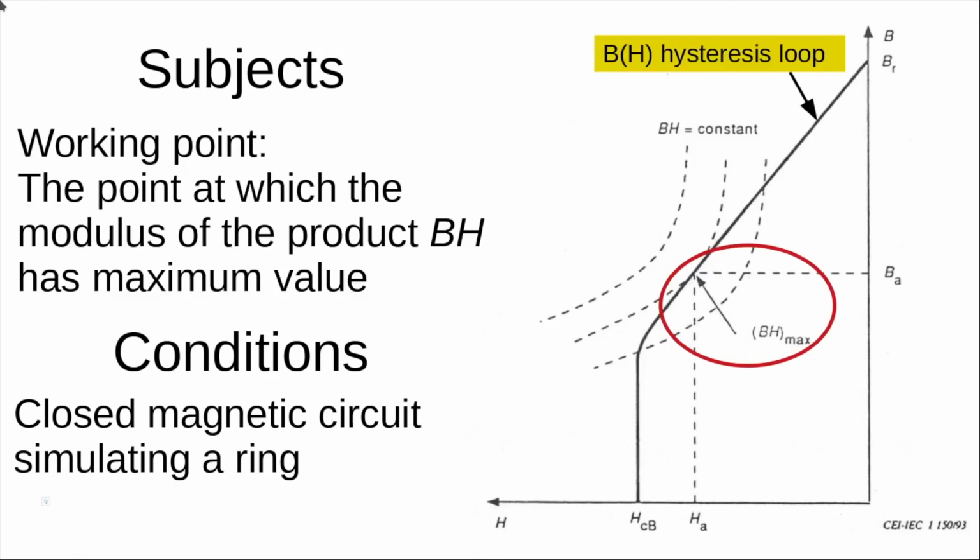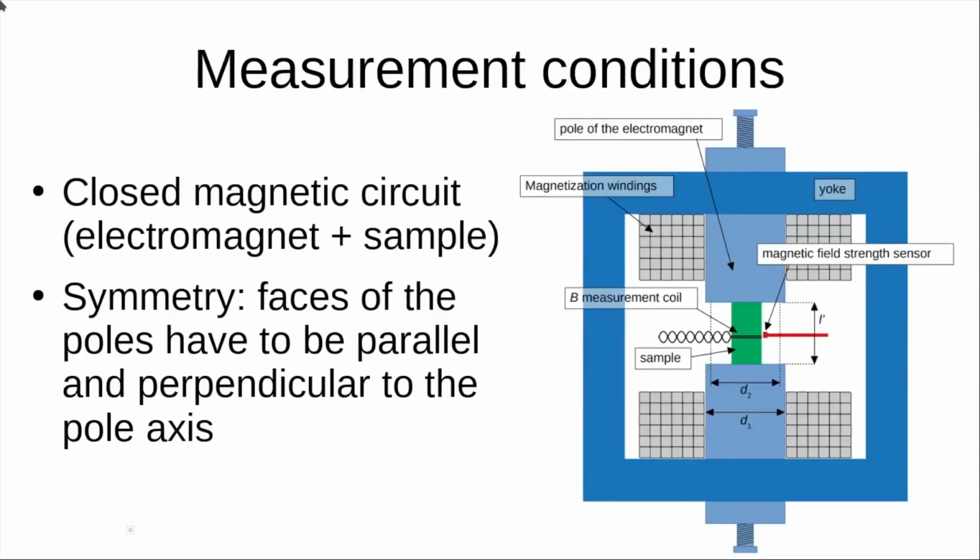Another quantity obtained by the measurement of the hysteresis loop is the point at which the modulus of the product B times H has its maximum value, as shown in this example, where the working point is on the line over the demagnetization curve. The measurement conditions are the following. The magnetic field strength is applied by means of an electromagnet. The sample and the poles of the electromagnet have to be symmetric.